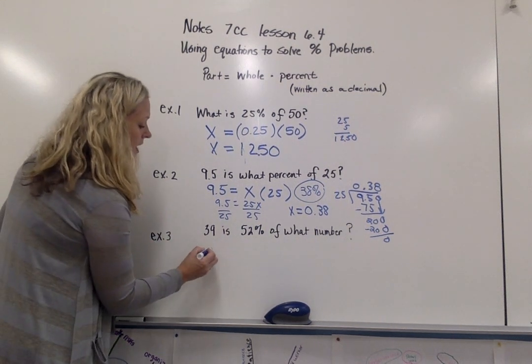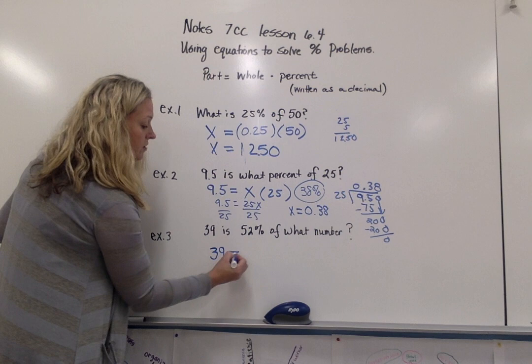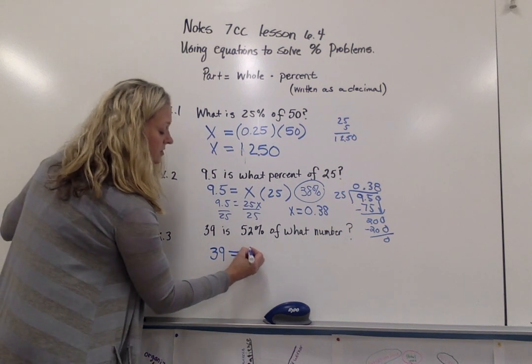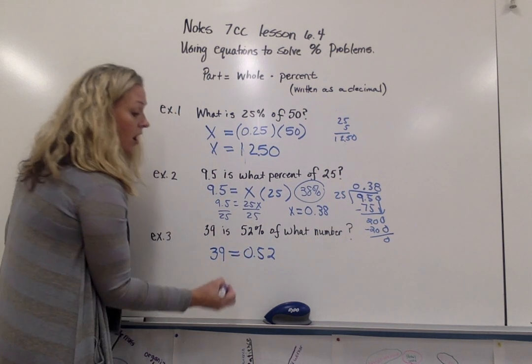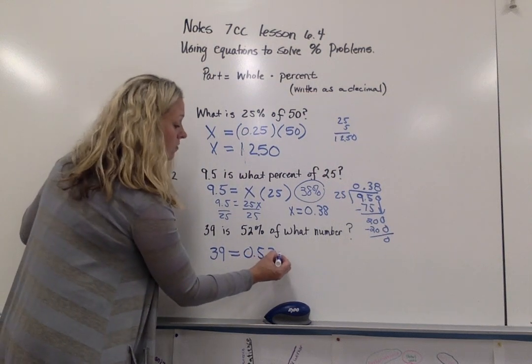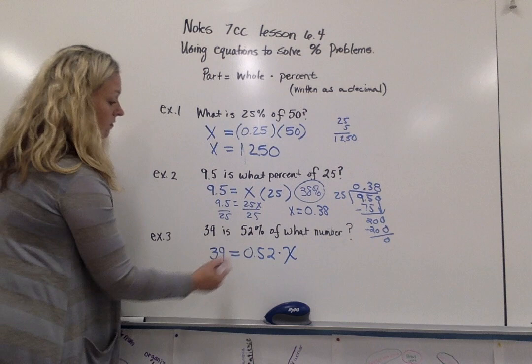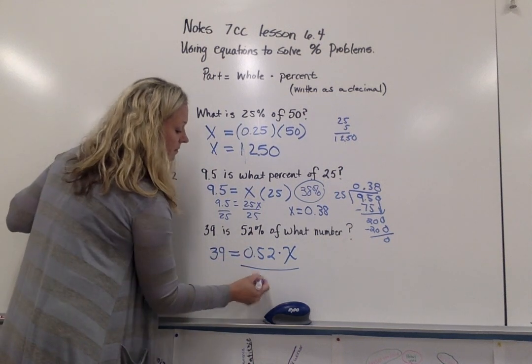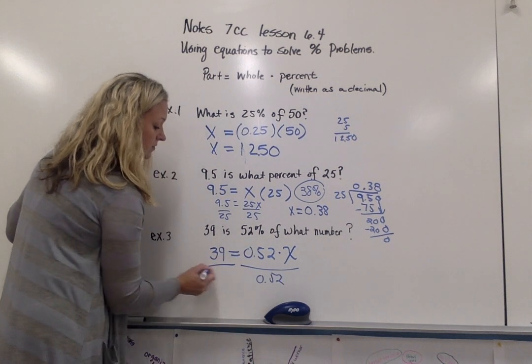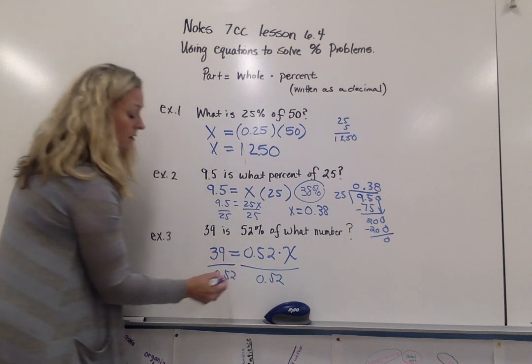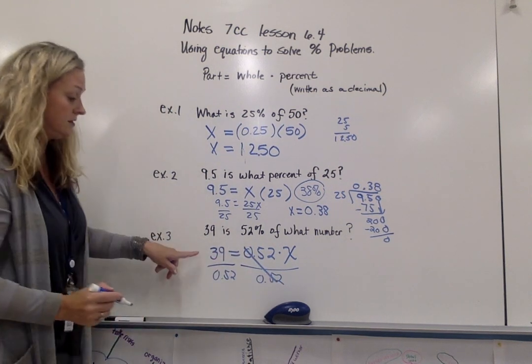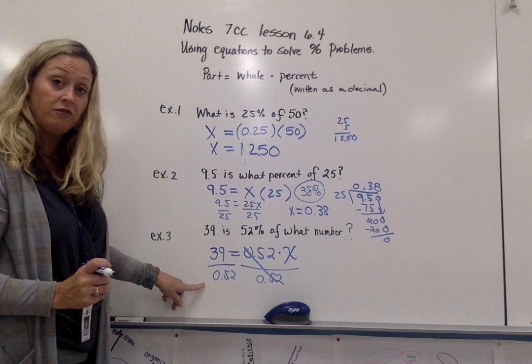In example 3, I have 39 is. So 39 is equal to 52%, which I write as a decimal, of something. I don't know, so I use a variable. I then solve this equation by dividing by 0.52 on both sides. X is equal to 39 divided by 0.52.